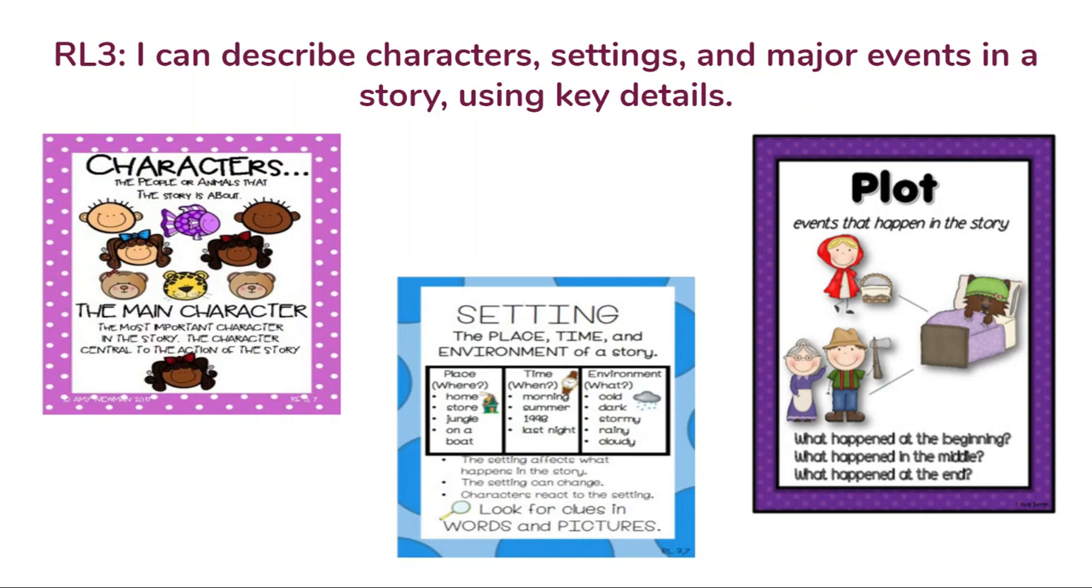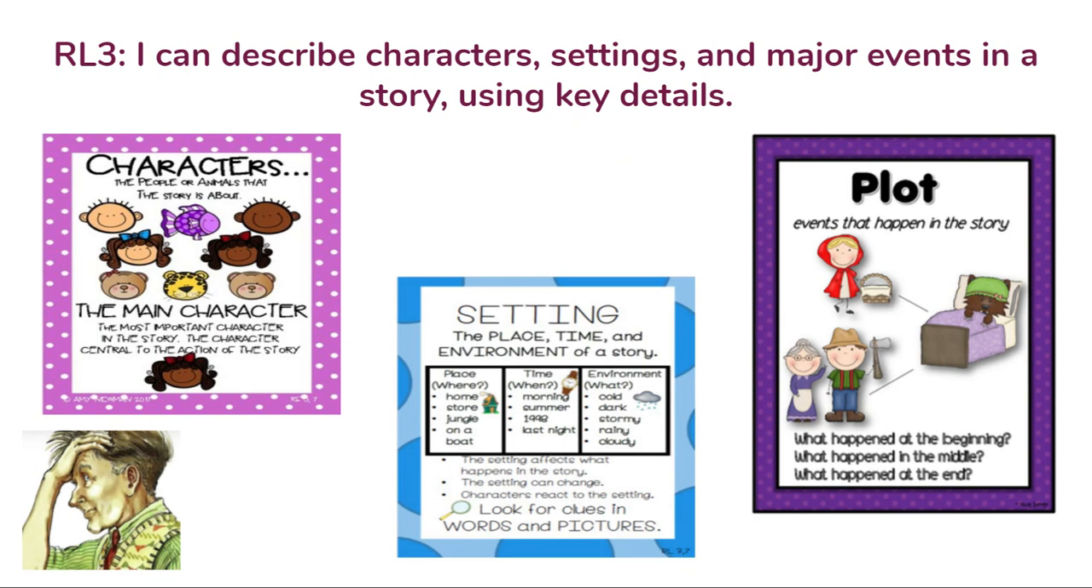So let's talk about some of the things that we figured out in the story. You're supposed to be able to say that I can describe characters, settings, and main events in the story using key details. So let's talk about the characters that we saw in this story. One of the characters we saw was Mr. Hartwell. The other character was Sarah Jane Hartwell. They were the two main characters in the story.